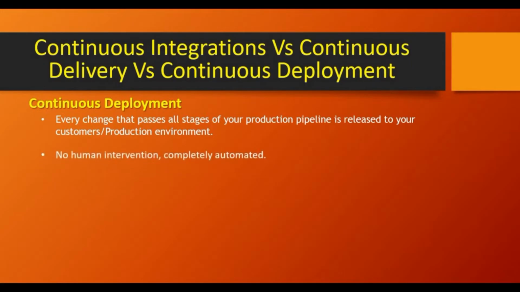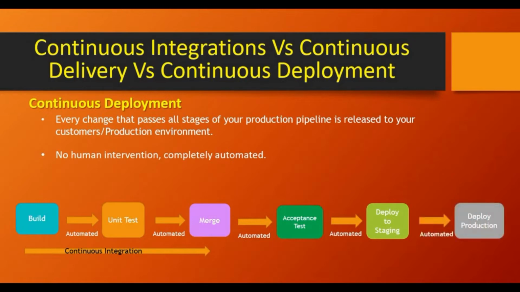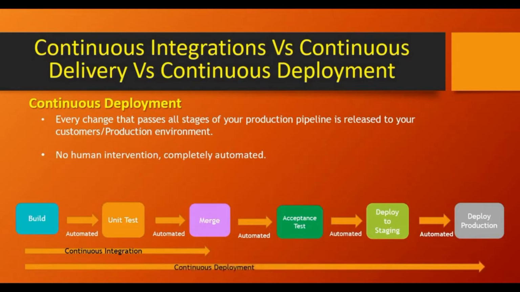So this is a completely automated process. There is no human intervention at all in this continuous deployment. The whole process is automated. Whether it's a build stage, a unit test, or a merging, as we said, that's the continuous integration part, or an acceptance test, deploying to the staging area, and even deploying to production, all are in an automated stage. So that is continuous deployment.